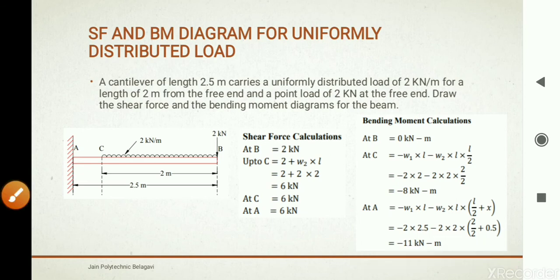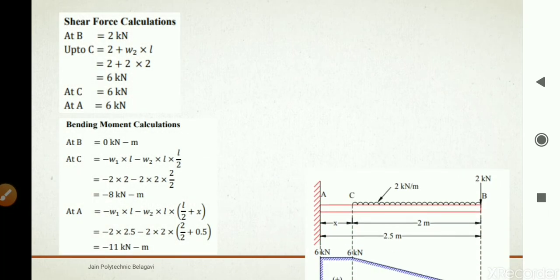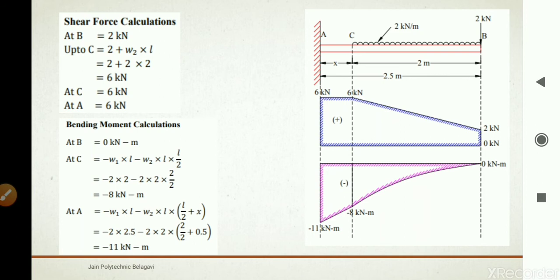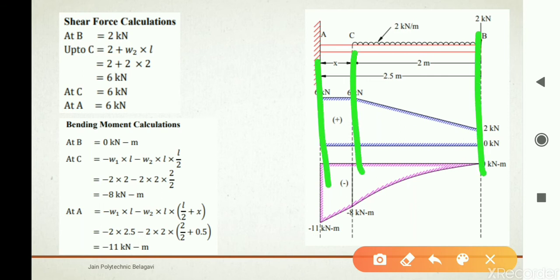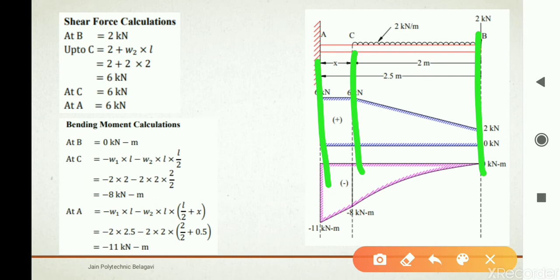So next we will continue with how to draw the shear force and bending moment diagram. Shear force at B is 2 kN. Project all the points below the loads. Then mark B as 2 kN here. Shear force at C is 6 kN, and shear force at A is also 6 kN.